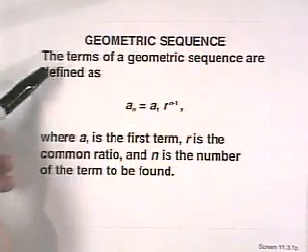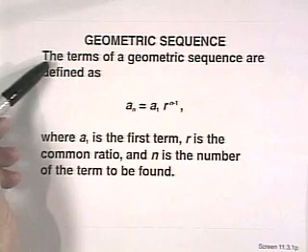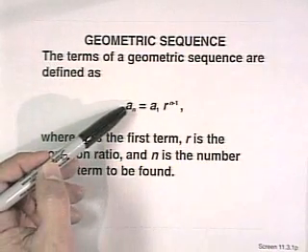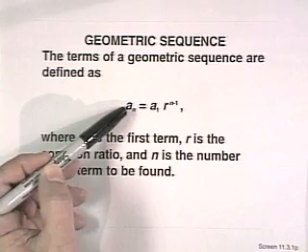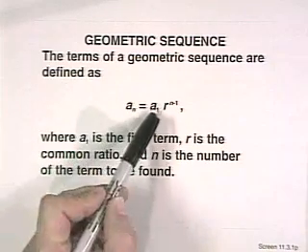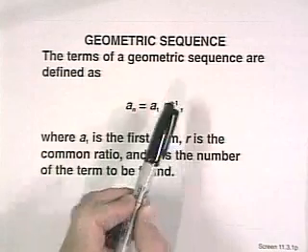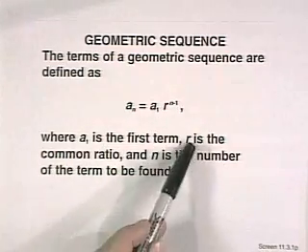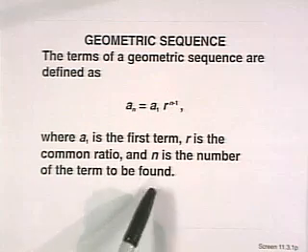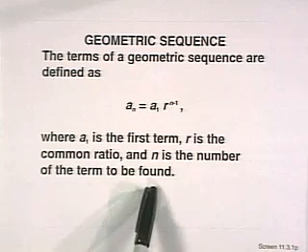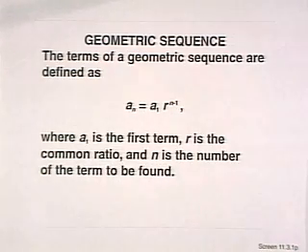What is a geometric sequence? A geometric sequence is a sequence defined as any sequence value a sub n equals the first term a sub 1 times r to the n minus 1 power. r is called a common ratio, and n is the number of the term to be found. Let's start with an example.